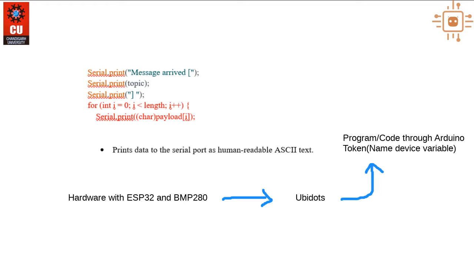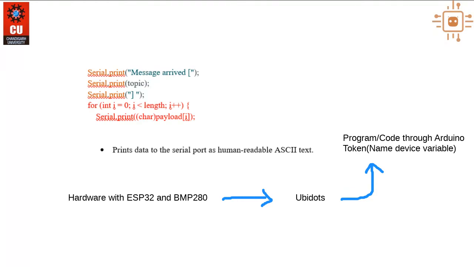Why do we have to make these changes? Because the hardware is one thing, but how is this hardware controlled? It is controlled with the help of a program. So in the program we have to make changes according to the device made on Ubidots. For proper synchronization, to make a single chain, the hardware we have, ESP32 and BMP280, is also mapped with Ubidots, and Ubidots is also mapped with the program.